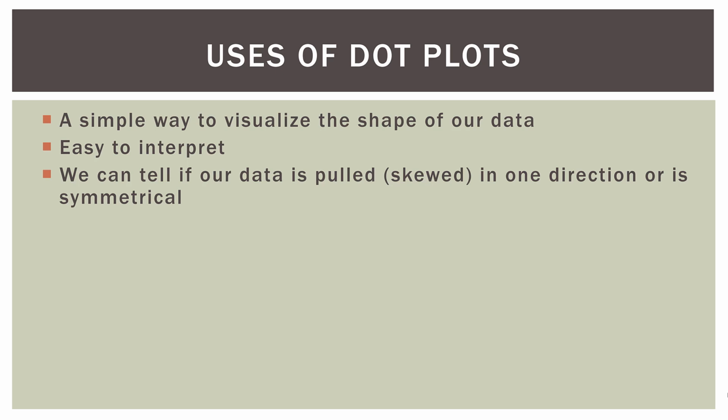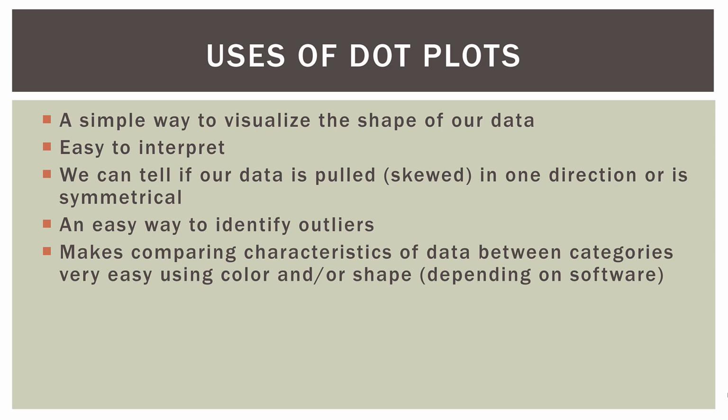Or is our data symmetrical, like a bell curve or a normal distribution? It's an easy way to identify potential outliers, like we saw in the previous dot plot. It also makes comparing characteristics of data between categories or groups very easy using color and/or shape. Now again, this depends on the software you're using. I'm using JMP in this video, but things like SPSS, Minitab, and the open source software packages could probably do this as well.